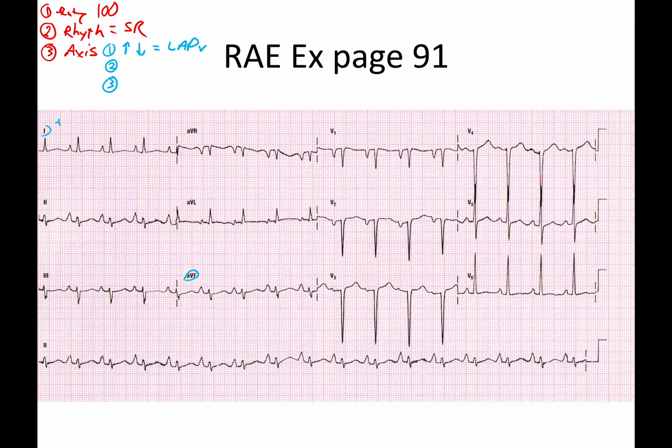Second step, we're going to find our most isoelectric. We're positive in 1, we're awful close in 2. 3 is definitely negative, AVR is negative, AVL is positive, and this one here is also pretty darn close. So between 2 and AVF, I like the balance of 2 better. So I'm going to go ahead and say lead 2.